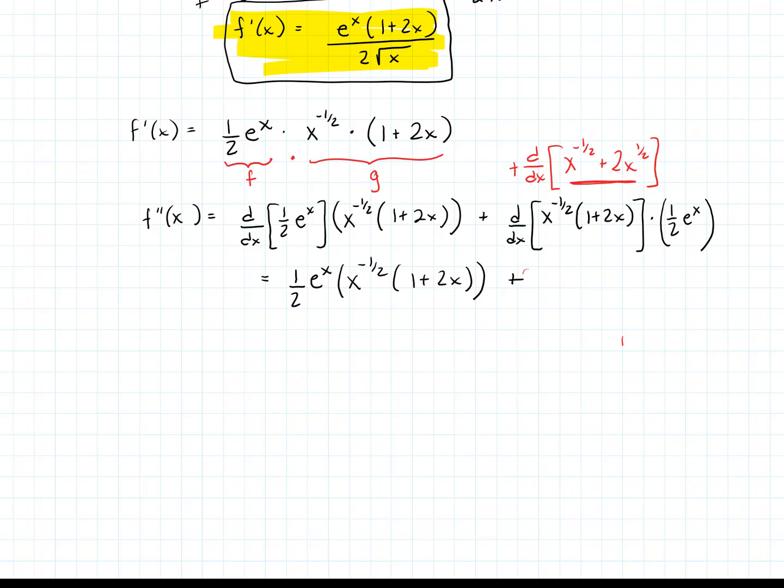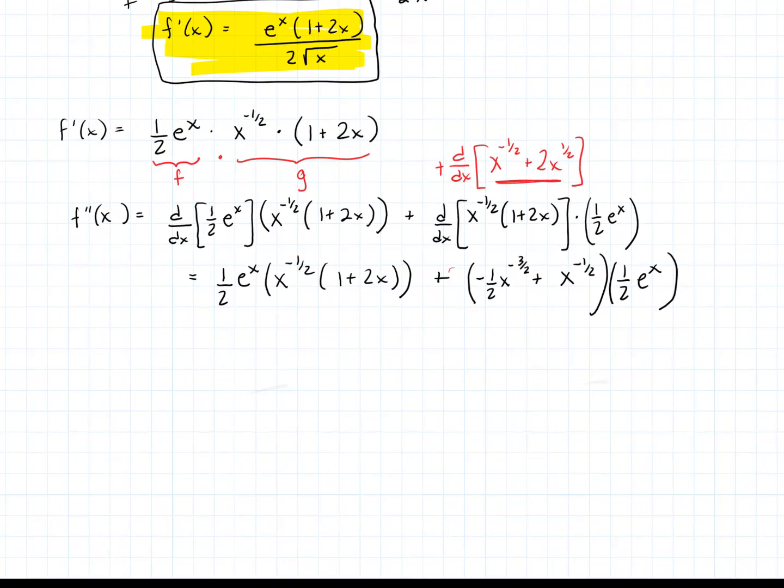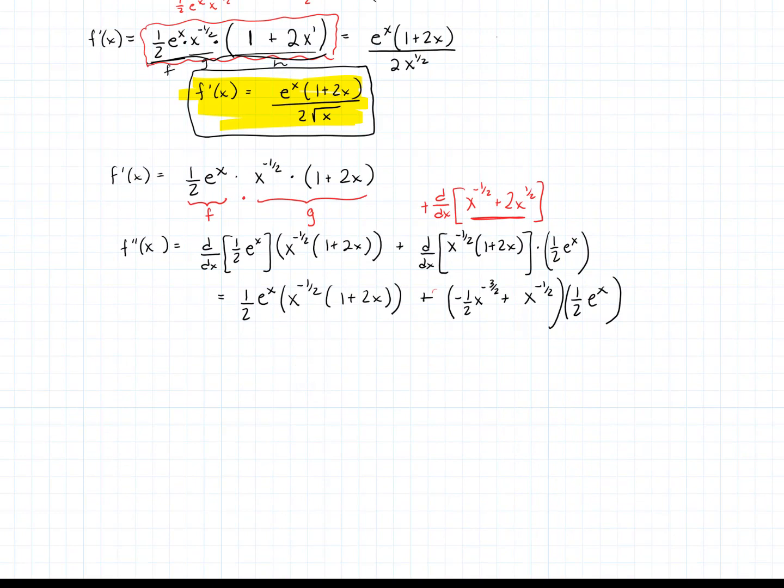So I'm going to take that derivative. The derivative of that is going to be minus 1/2 x to the minus 3/2 as I apply the power rule, plus 2 times 1/2, so that's just 1, x to the minus 1/2 times 1/2 e to the x. And now I have the derivative without having to layer the product rule here. Now, again, that wouldn't have been the end of the world.